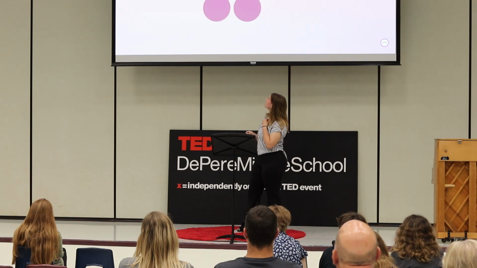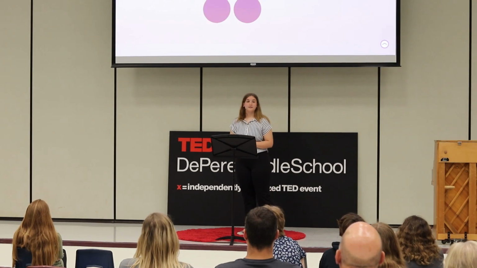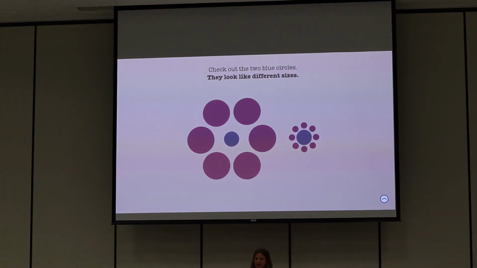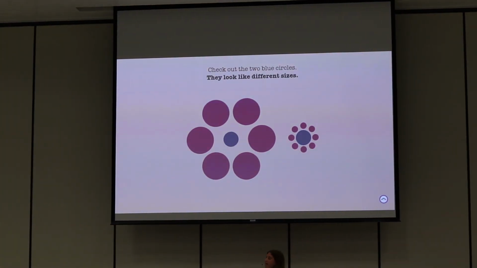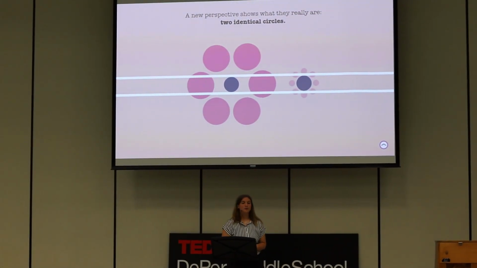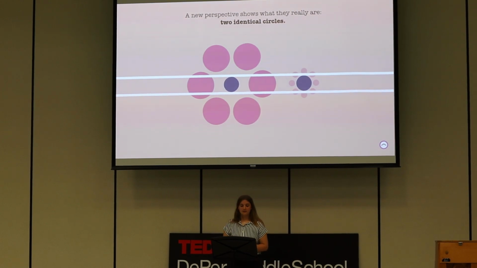So I want you to take a look at the blue dots and the pink dots. Does one seem bigger than the other, smaller? As soon as we have an expectation of something, we can't see it differently until proven differently. Now that you have a different perspective, a different environment, you're able to see that the pink dots, the environment, are the same size. No, they are not the same size, the blue dots are.